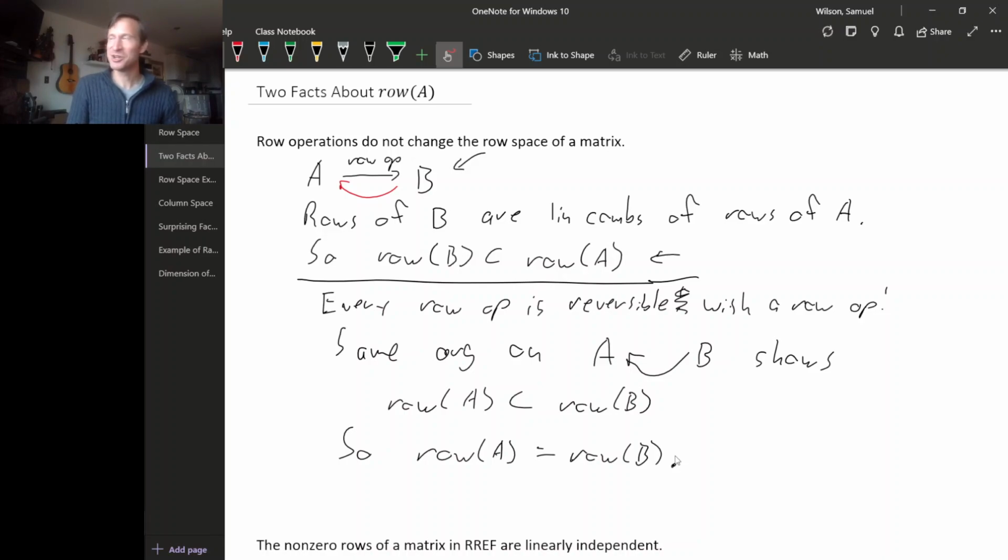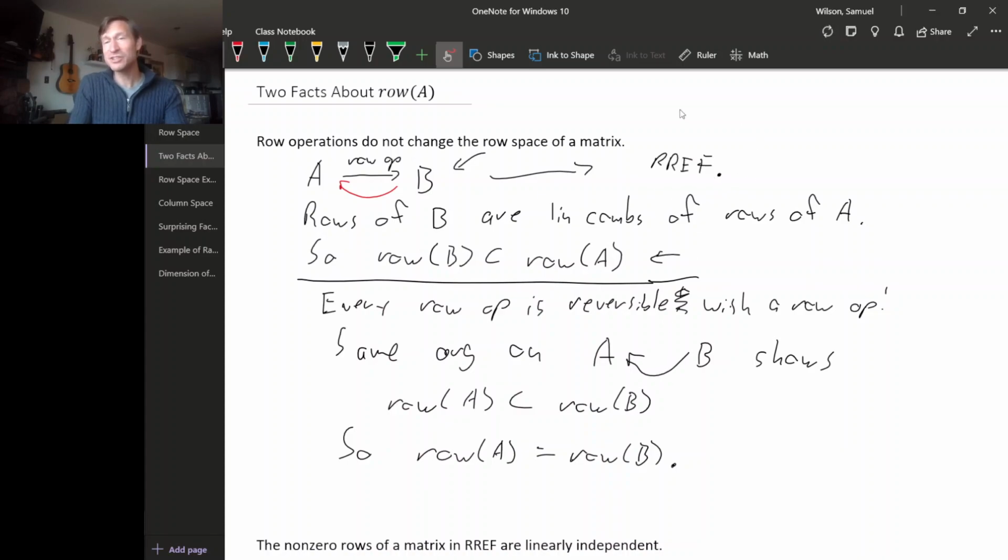So another interpretation of what row operations do is they just give you different spanning sets for the same row space. All right, well, I said the magic word, spanning set. What we would prefer from a spanning set is to have a linearly independent spanning set, because that would be a basis. Well, we know we can do row operations to get to reduced row echelon form.